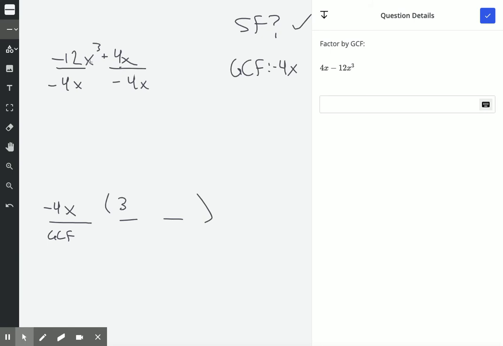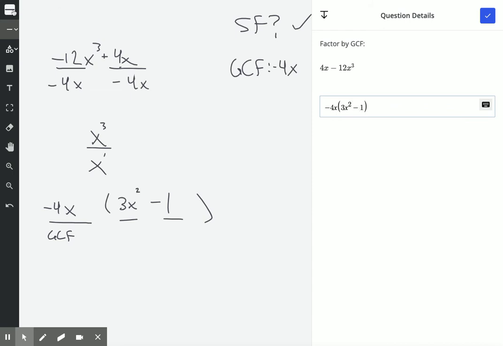And then I have x cubed over x. So let's recall from previous units, x cubed over x, I'm really subtracting. So this is an invisible 1. x to the 3 over x to the 1 becomes x squared. And then 4 divided by negative 4 is negative 1. And then x over x is no x's. And so my answer becomes negative 4x, parentheses, 3x squared minus 1.